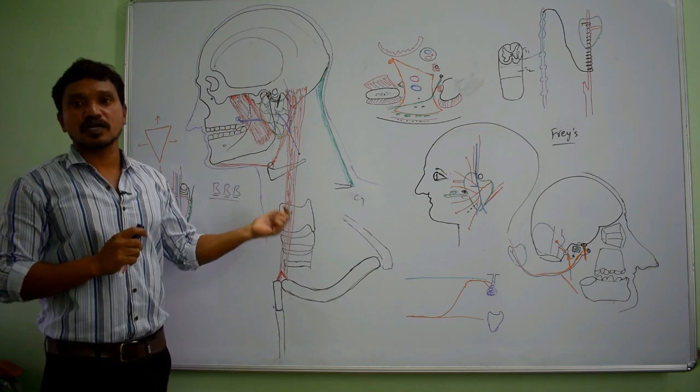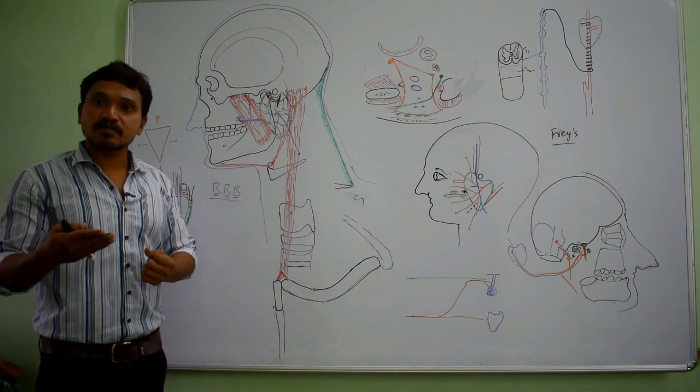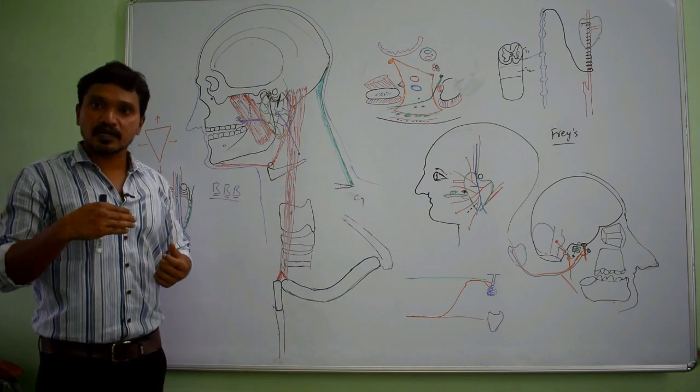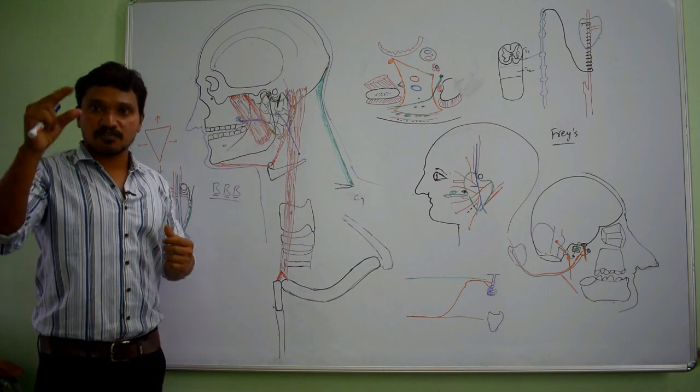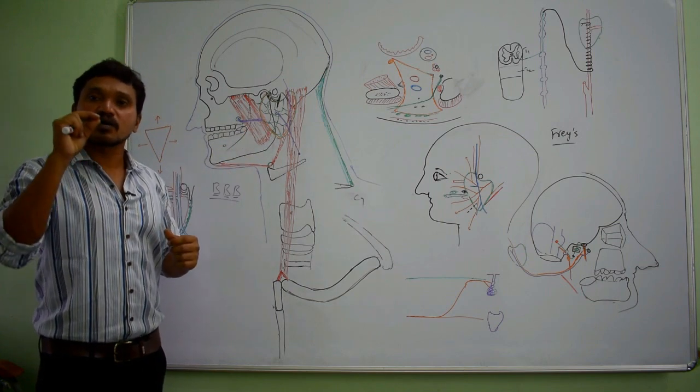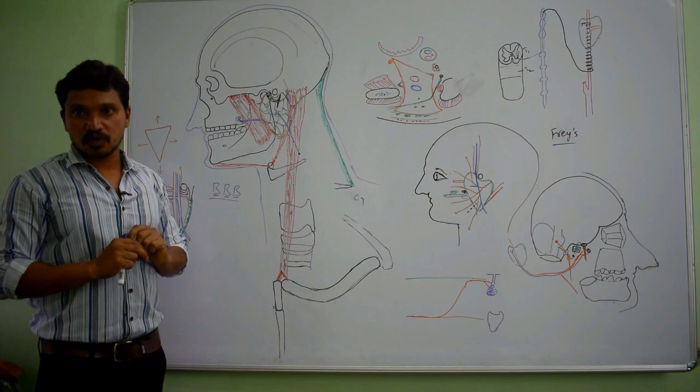This duct we can also call Stenson's duct. Since it has an oblique course, when you are blowing air, this parotid duct is not inflating and it is acting as a valve. So, that's it about the parotid duct.